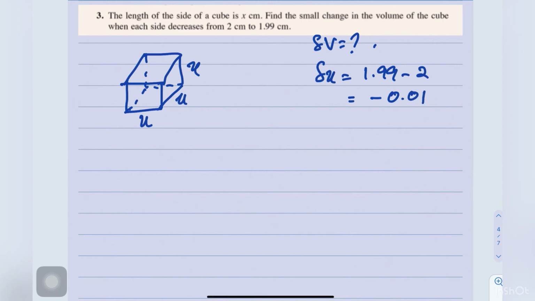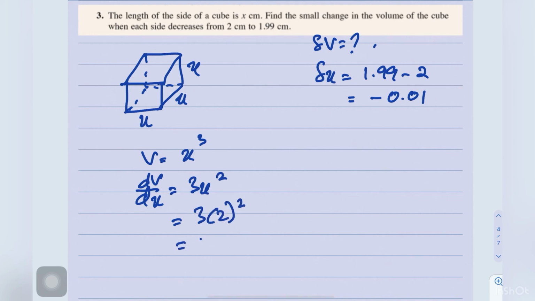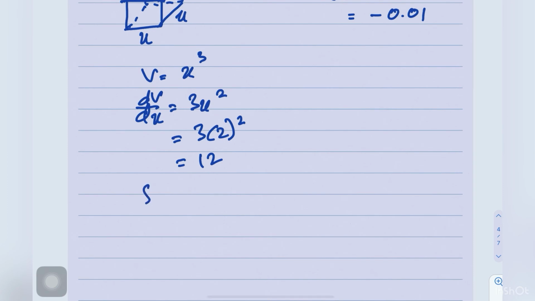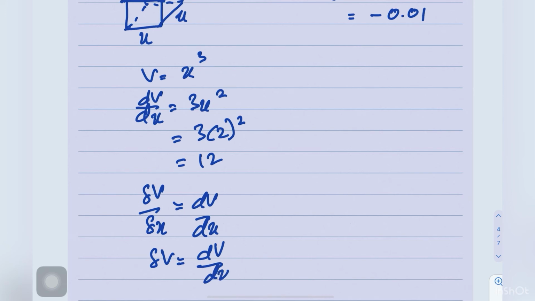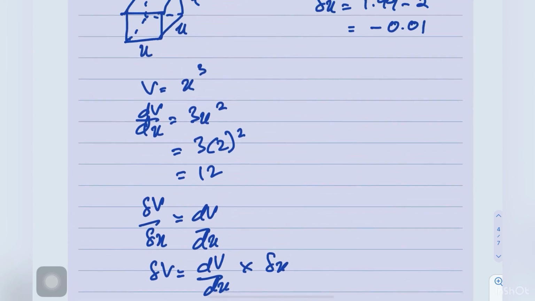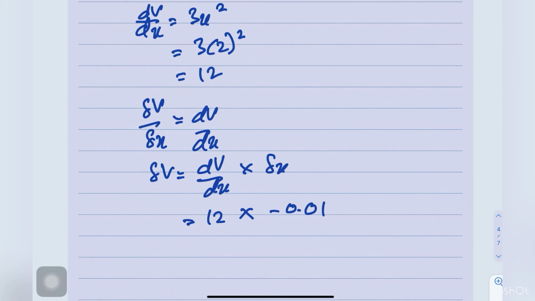Here we have volume. The formula of volume for a cube is x cubed. Differentiating, we get dV/dx equals 3x squared, and x equals the initial value 2, so 3 times 2 squared equals 12. Now we find delta V. Delta V over delta x is approximately dV/dx, so delta V equals dV/dx times delta x. dV/dx is 12 and delta x is negative 0.01, so we get negative 0.12.